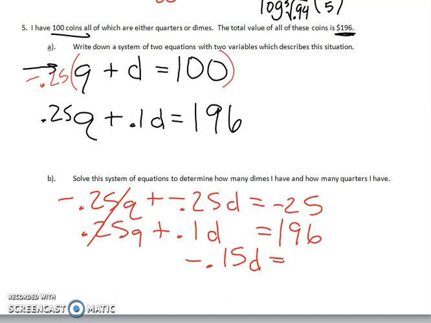196 minus 25 gives me 171. Okay, and I need to take then 171 divided by 0.15. When I divide that by 0.15, I have messed up somewhere.